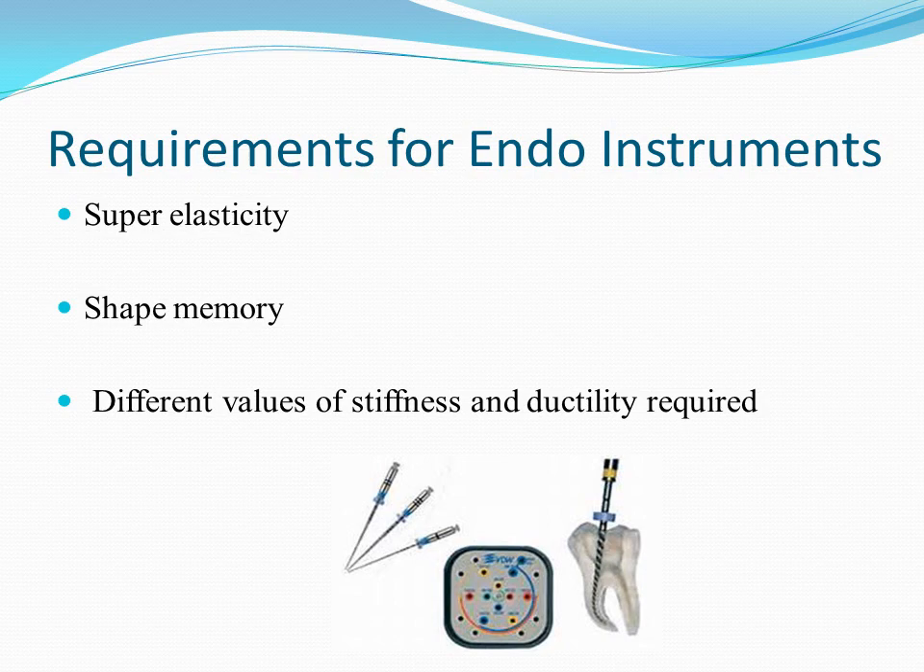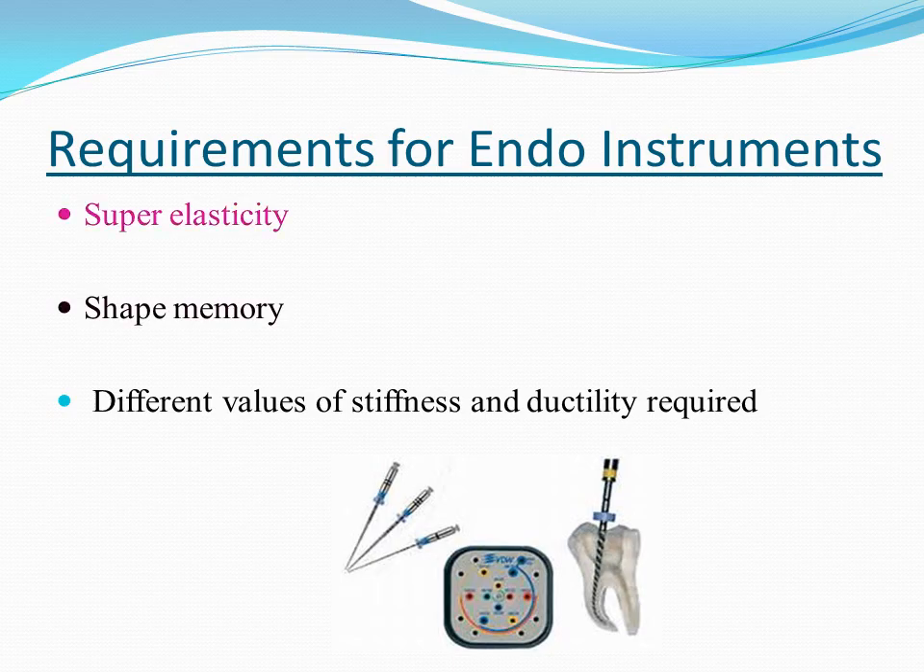They should ideally have shape memory, so that when we go to a certain length, it remembers the length of the canal and does not cross the apex. And it should have different values of stiffness, and ductility is required. So the requirements of endodontic instruments are different, but most importantly, it should be super elastic and ductile and should ideally possess shape memory.